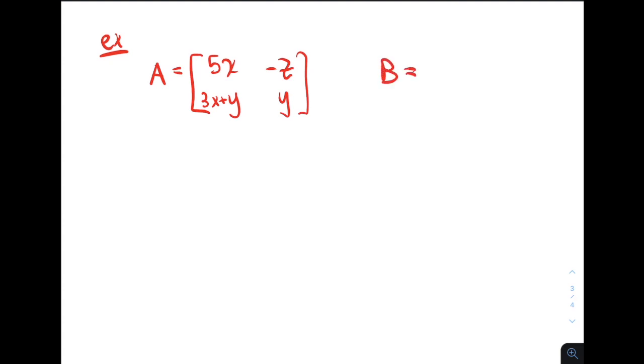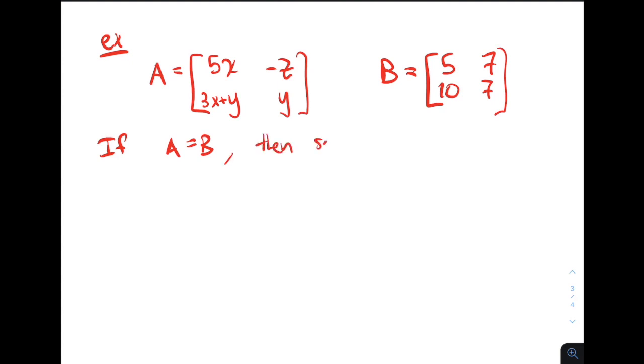Let's do an example that requires an understanding of matrix equality. Here, A is a 2 by 2 matrix with elements 5x, negative z, 3x plus y, and just y. And B is the matrix 5, 7, 10, 7. If we are told that A equals B, then we can solve for x, y, and z.